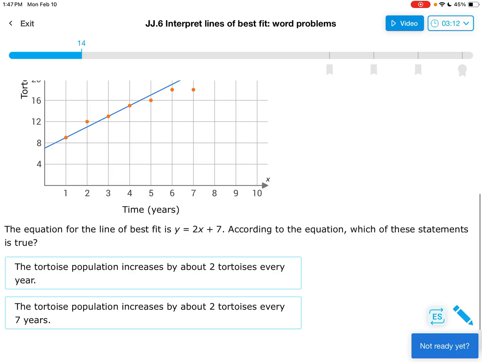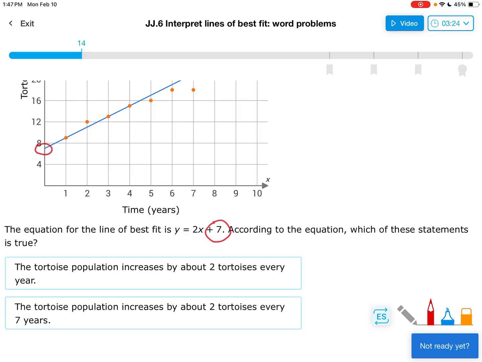The tortoise population increases by about 2 tortoises every year, or 2 tortoises every 7 years. So they're checking to see if you understand what this plus 7 is, and that's the y-intercept. So before the conservation started, there were 7 tortoises. That does not have to do with the rate of change. So the first one is correct.